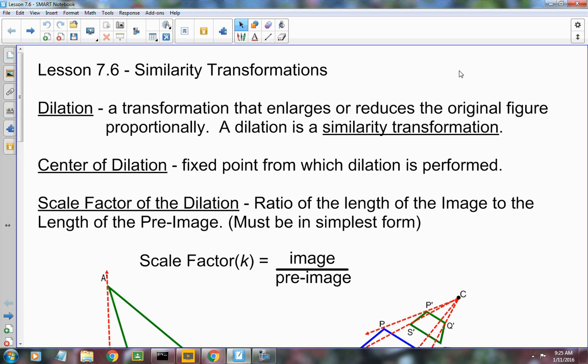If you take a triangle and you slide it, it's still the same triangle, right? If you take a triangle and you flip it, it's still the same triangle, correct? If you take a triangle and you rotate it, it's still the same triangle, right? Those are all congruence transformations.